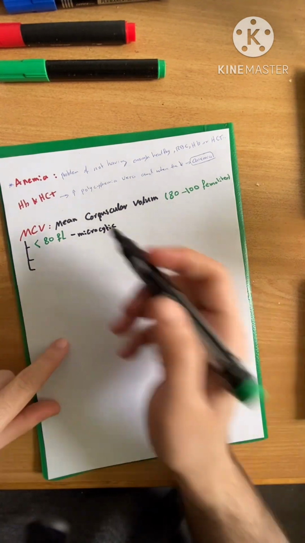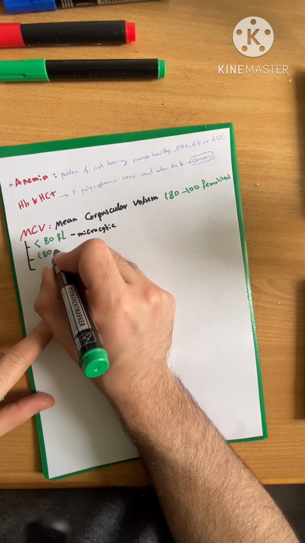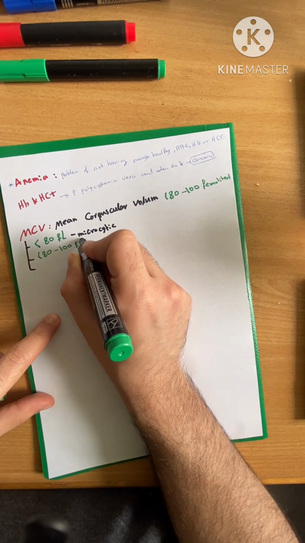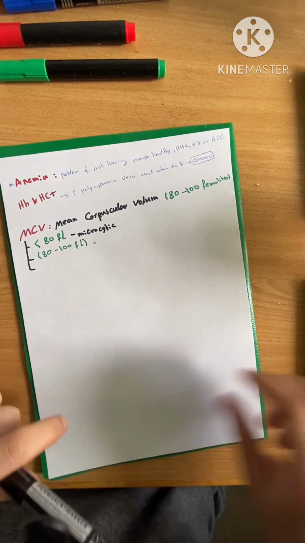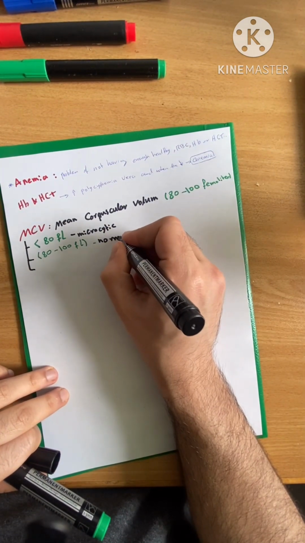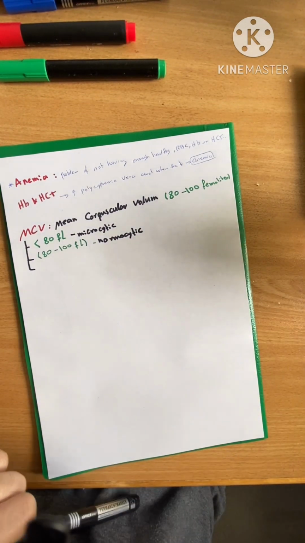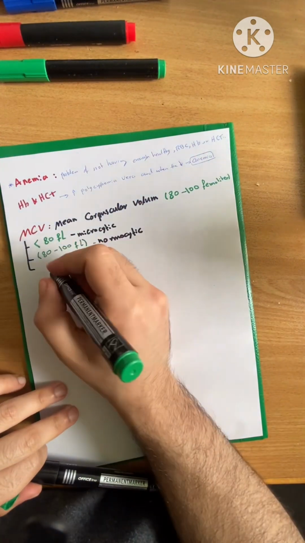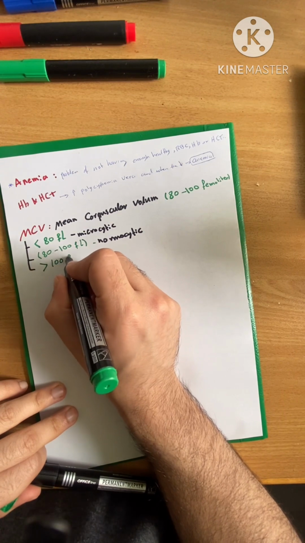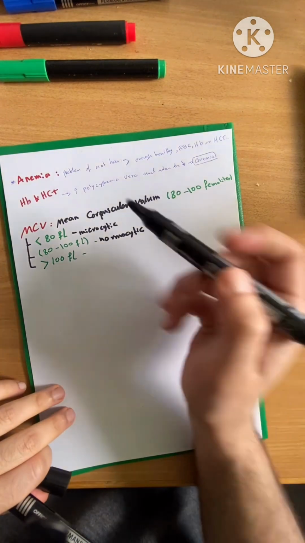Another case is in which MCV is in the normal range, that's also possible, which is called normocytic. The third case is in which MCV is greater than 100 femtoliters, which is called macrocytic.